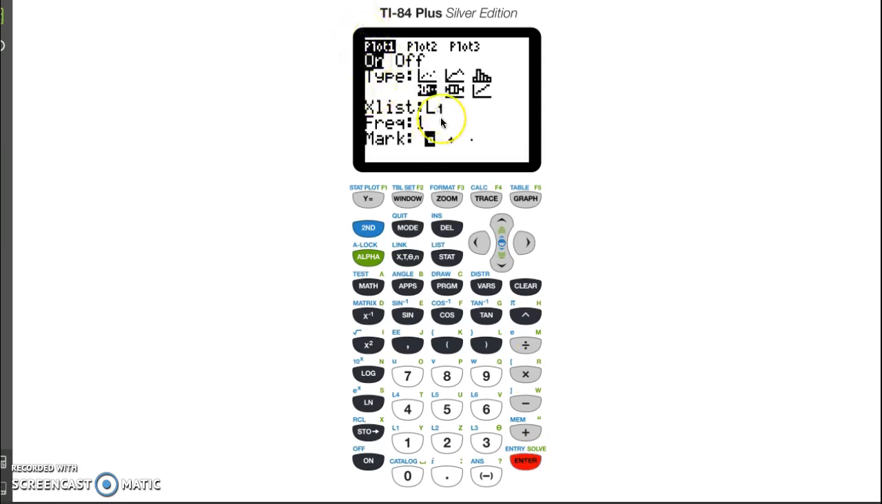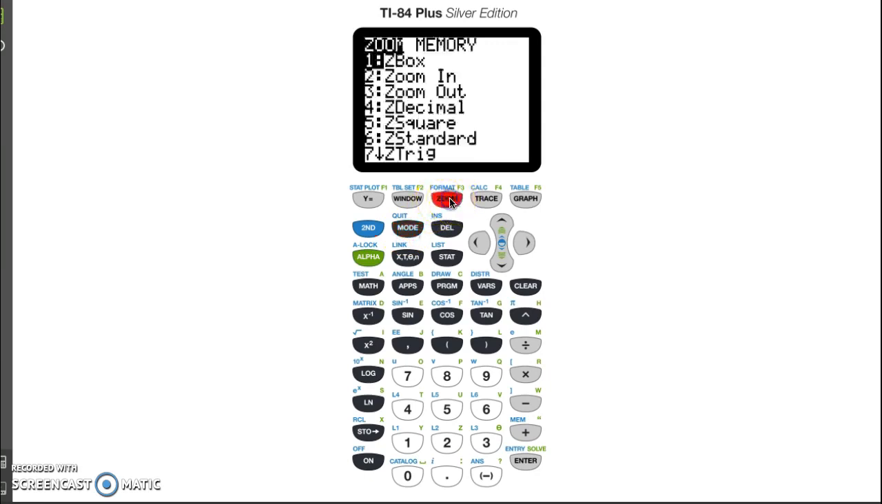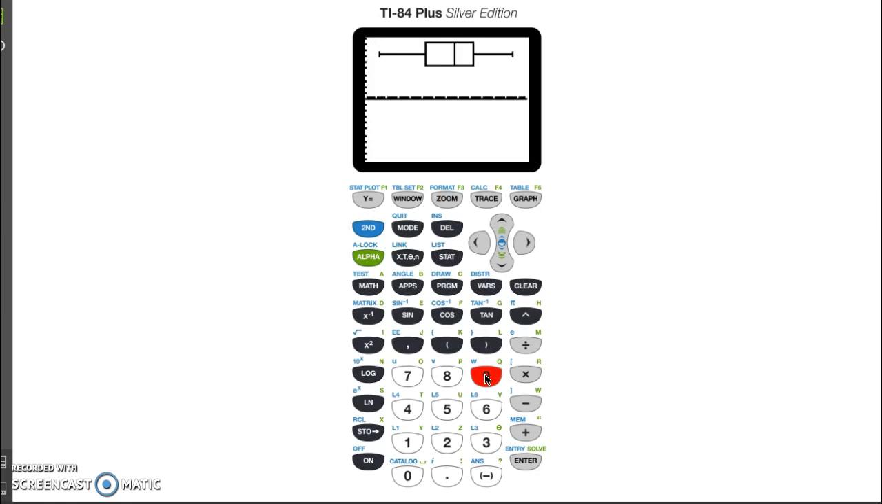So I've turned it on. If I arrow down, I have to go to the right to select my box plot that shows the whiskers on the high end. I choose my list, and now I want to graph it. So I'm going to click zoom. All right, now I'll try it again. We're going to click zoom and number 9. There is my box plot.